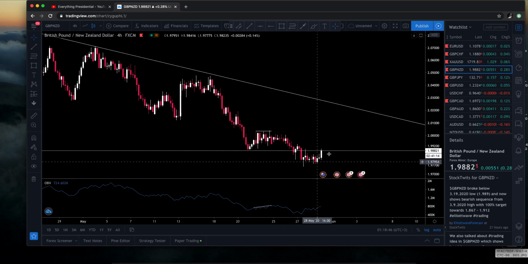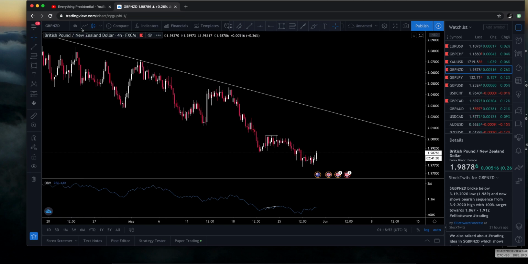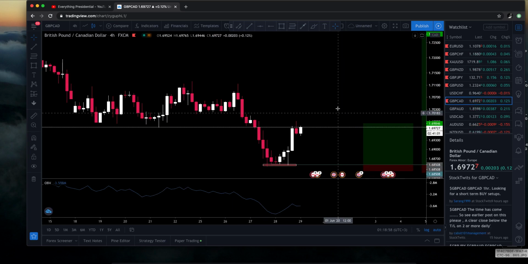So I mean, guys, come on. Divergence alone is so powerful, you don't need any other indicator, but on the 4-hour time frame. And the last trade that I want to show you guys is what I took today on GBP CAD.